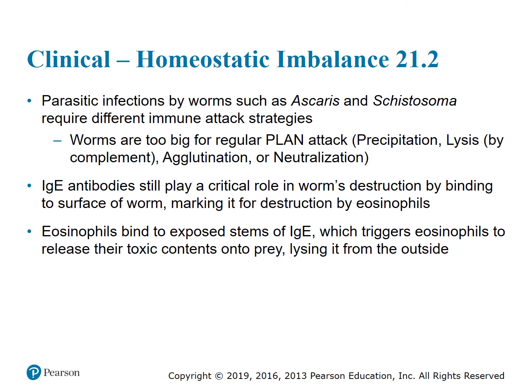Clinical homeostatic imbalance 21.2. Parasitic infections by worms such as Ascaris and Schistosoma require different immune attack strategies. Worms are too big for the regular plan of attack, in other words, precipitation, lysis, agglutination, or neutralization. So IgE antibodies still play a critical role in the worms' destruction by binding to the surface of the worm, marking it for destruction by eosinophils. Eosinophils then bind to the exposed stems of IgE, which triggers the eosinophils to release their toxic contents onto the prey, lysing it from the outside.